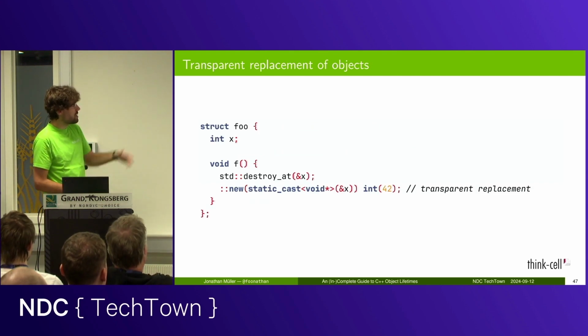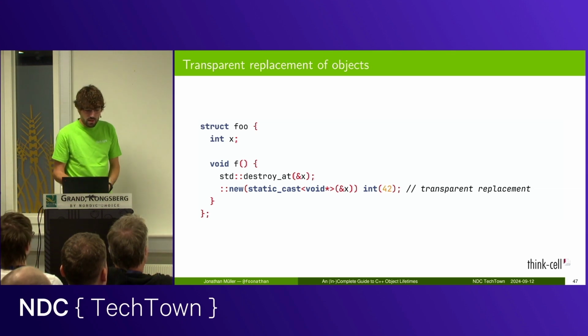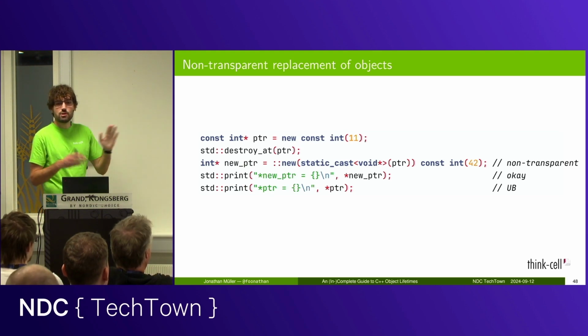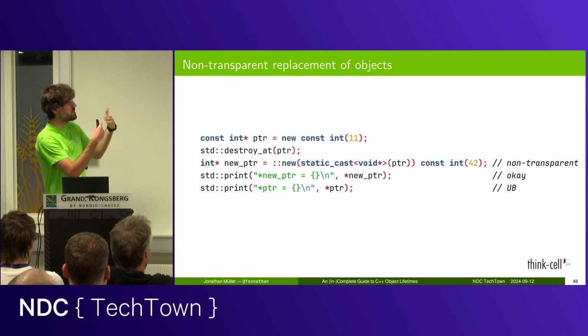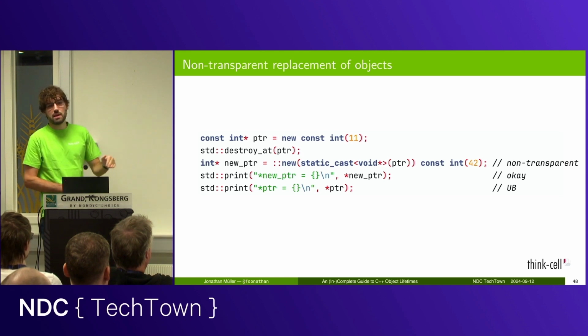Similarly, you can also do that with individual members. You're totally fine. Nobody will care. However, what's, for example, non-transparent is if we've got our const int on the heap. We can do a placement new on it because const on the heap doesn't matter, but because it's a const object, this is a non-transparent replacement. So if we then use the old pointer, this is undefined behavior.